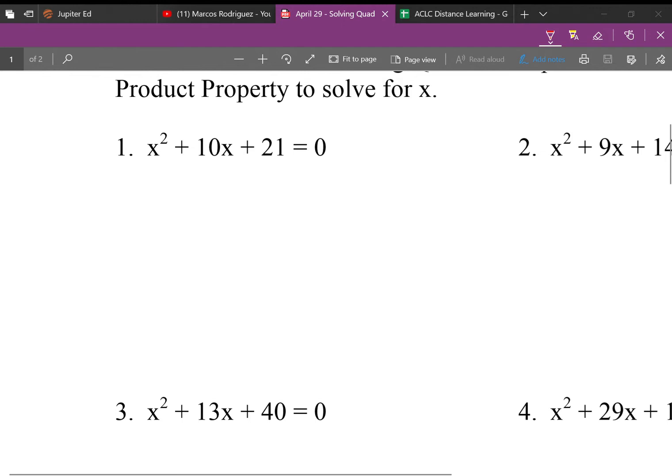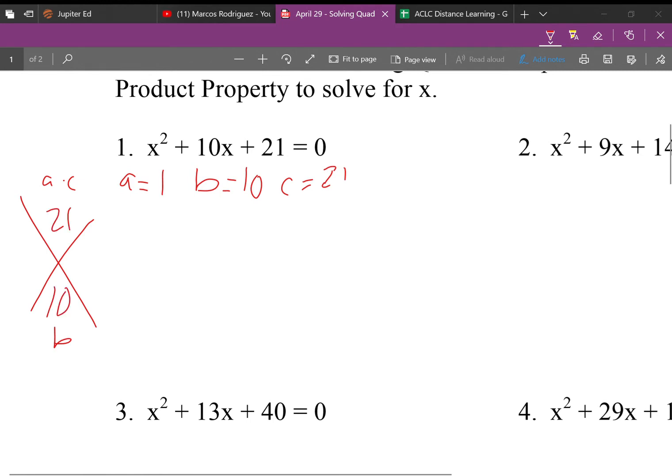Anyway, let's go ahead and take care of this using our magic X, or our diamond. On this problem, A is 1, B is 10, C is 21. And our X, we remember A times C goes at the top and B is at the bottom. A times C, 1 times 21 is just 21. B is 10 at the bottom, and I'm sure you're getting used to these by now. It's not too hard to figure this one out. The two numbers that multiply to make 21 and add to 10 are 7 and 3.